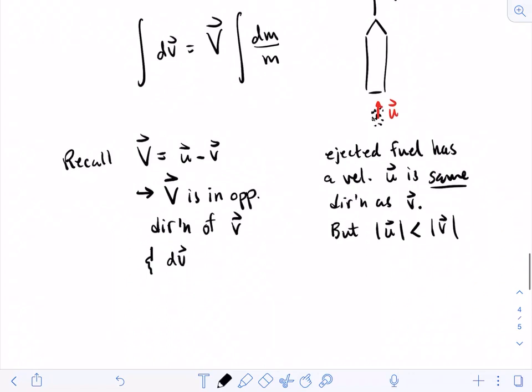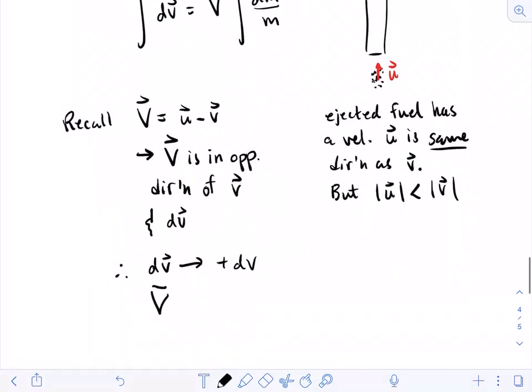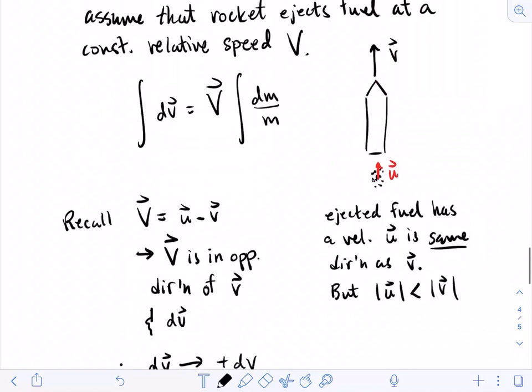So what we'll do, just for this one-dimensional problem, is use the positive sign to indicate the direction of our vectors. So dv is going to go to plus dv if we take the positive towards the top of the screen, and big V is going to go to minus V, because that is a vector in the direction opposite of v and dv and of u for that matter. So big V, which is equal to u minus v, is in this direction towards the bottom of the screen.